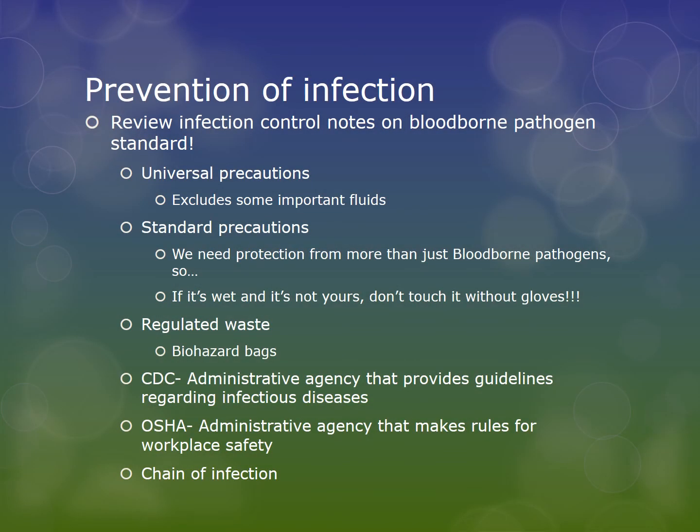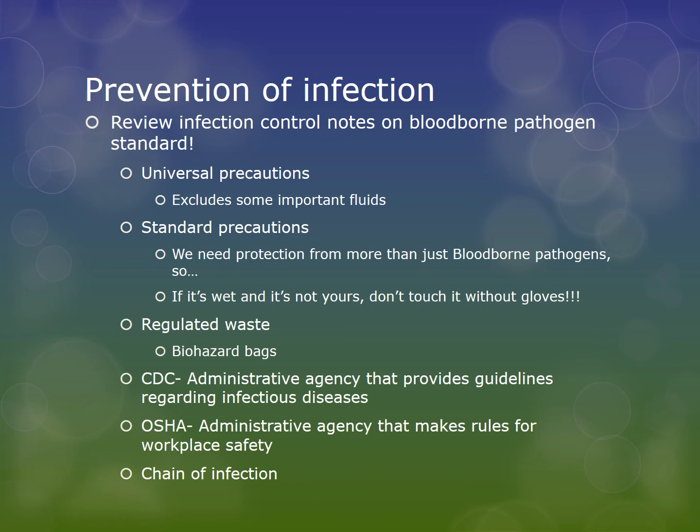Okay, so we were not going to get through infection control without talking about the bloodborne pathogen standard, all right? You got to know it. Universal precautions is okay, but it excludes some important fluids. Universal precautions is all about bloodborne pathogens only. We know that while that is a standard that we want to follow, bloodborne pathogens are not the only pathogens that we have to protect ourselves from.